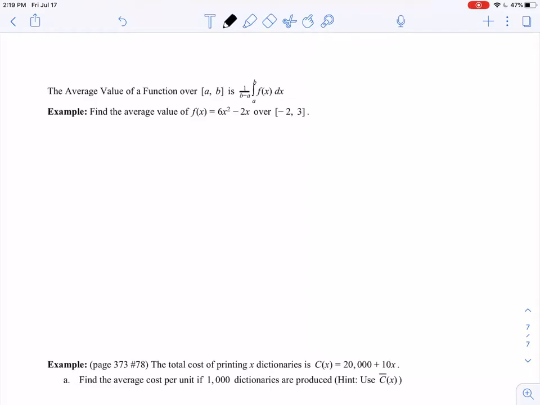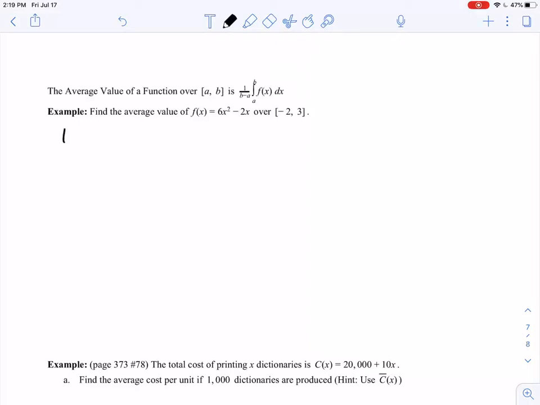So here I want to find the average value of f of x equals 6x squared minus 2x over the interval negative 2 to 3. So here this hopefully should feel like a relatively straightforward application of this formula here.